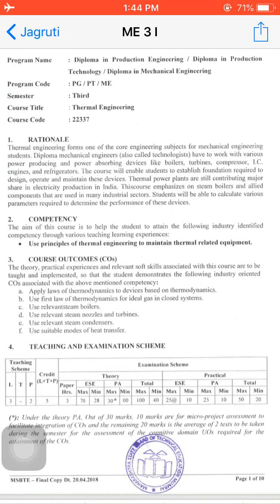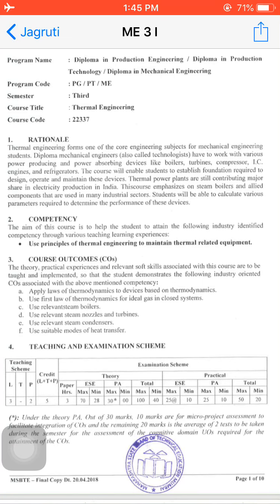First one is apply laws of thermodynamics to devices based on thermodynamics. Second, use first law of thermodynamics for ideal gas in closed systems. Third one, use relevant steam boilers. Fourth, use relevant steam nozzles and turbines. Fifth, the relevant steam condenser. And last one, use suitable modes of heat transfer.